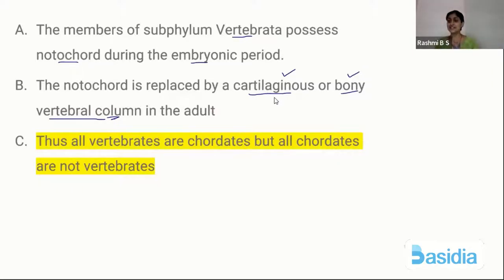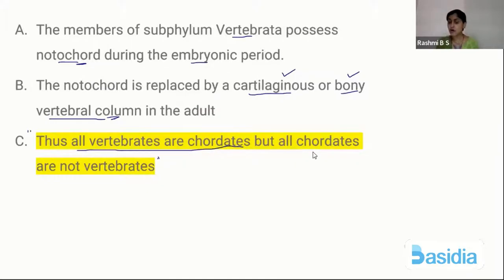Very good. Now, this line is very important from the board point of view. They may ask you: all vertebrates are chordates, but all chordates are not vertebrates. Justify. See, all vertebrates are having notochord at some point of their lifespan, right? That means all vertebrate animals have notochord at the embryonic stage.